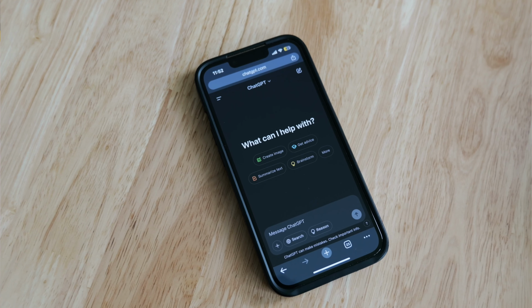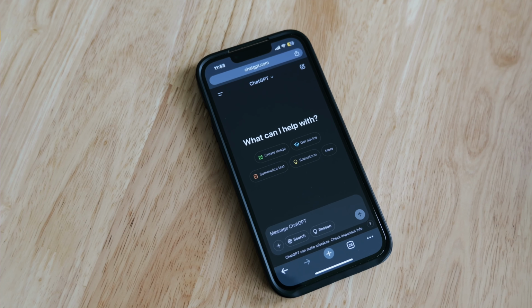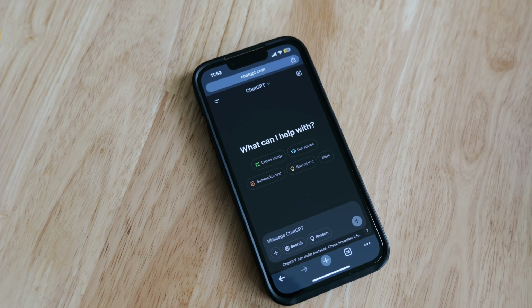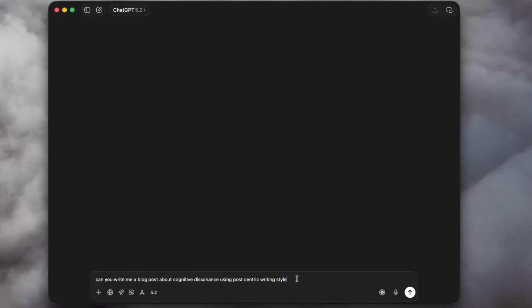ChatGPT is quite good when it comes to most things. It's quite open, quite diverse, and quite general as well. So it can do a lot of things that other LLMs can't or are not that good at. But it has its own weaknesses as well.